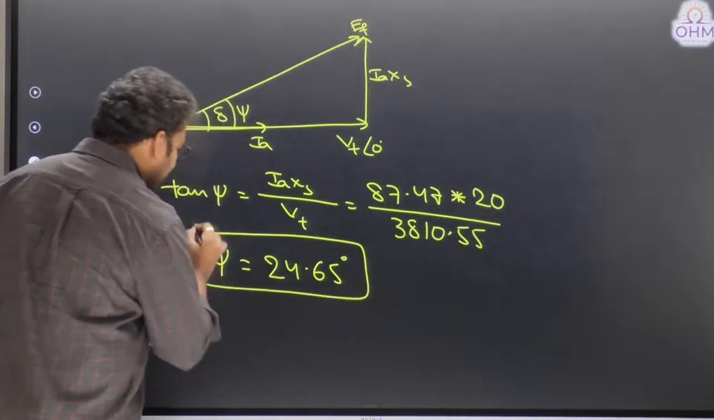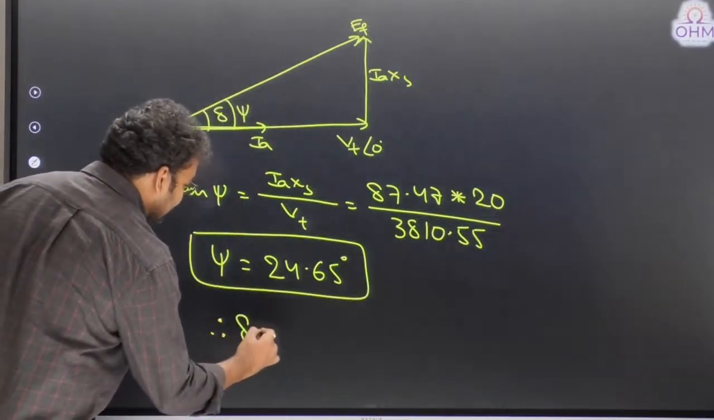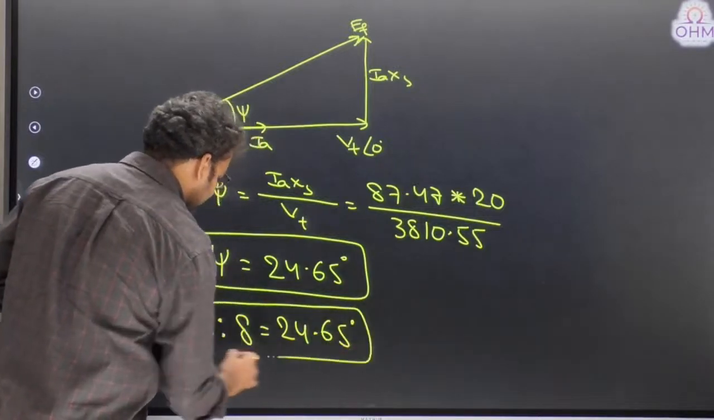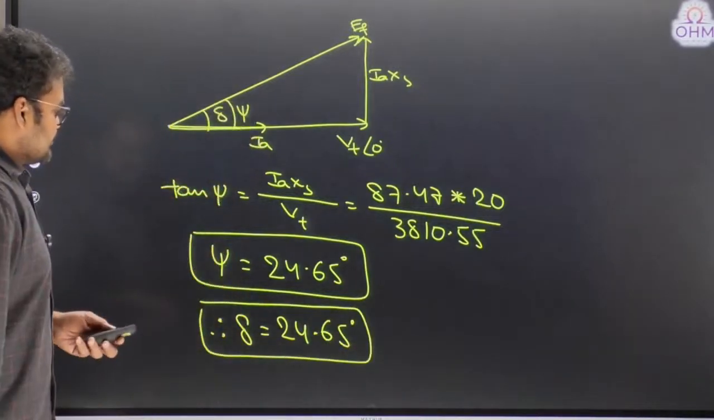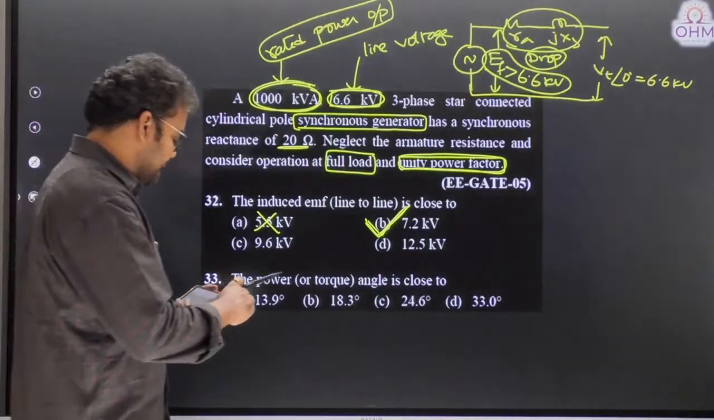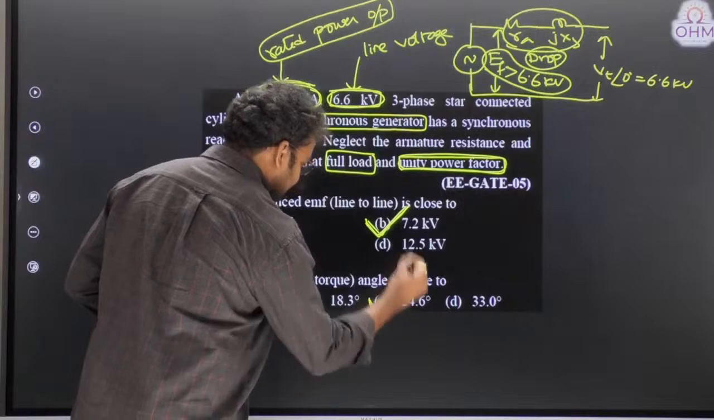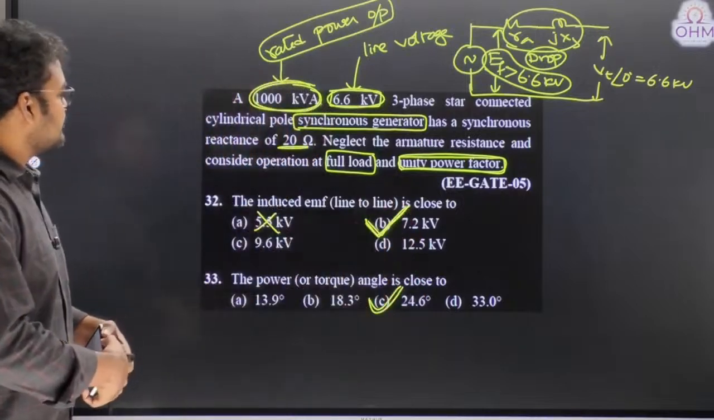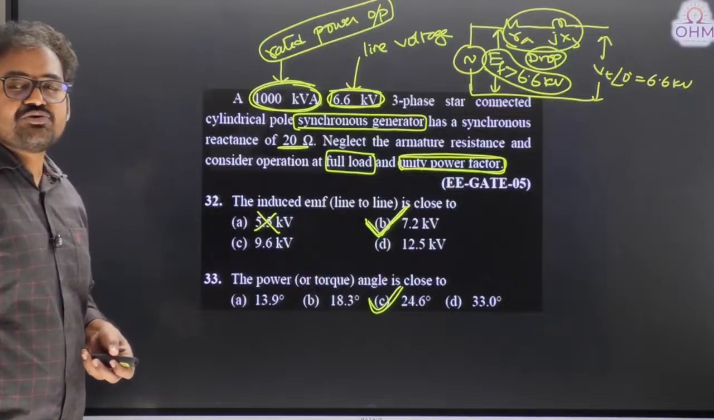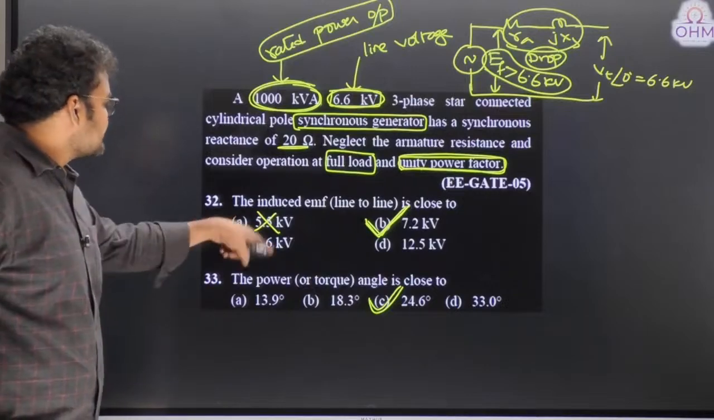If this is the internal power factor angle psi, the load angle delta is also the same because of unity power factor. So it is 24.65. This is the answer. It's a common data type question. It was given for 2 marks in the GATE 2005 exam.